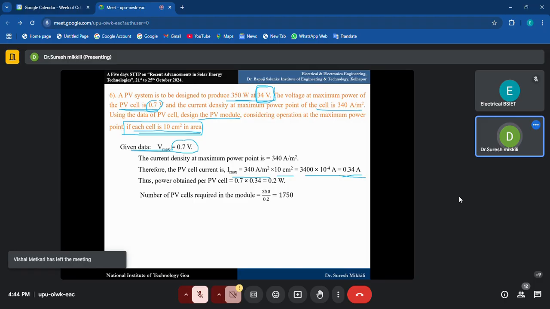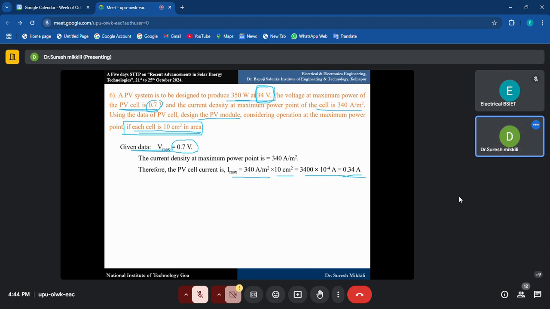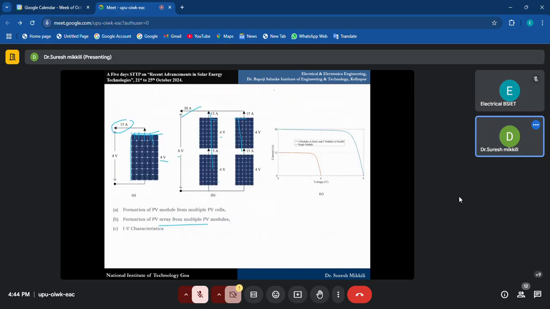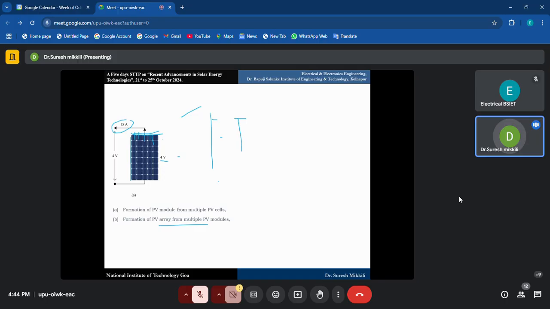Total voltage is 34 volts. Per cell voltage is for a series connection. Okay, let me take you here. Now take only the series-parallel structure. This total is 34. One cell voltage is 0.7. So how many cells are required? 34 by 0.7. How much is it? Number of cells.